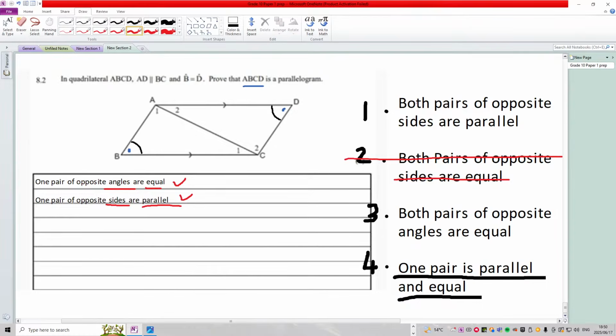Then we have both pairs of opposite sides are parallel. Okay, now let's do this. Both pairs of opposite sides are parallel. I already have one pair that is parallel. I have BC is parallel to AD.